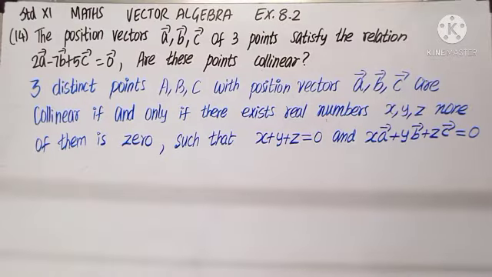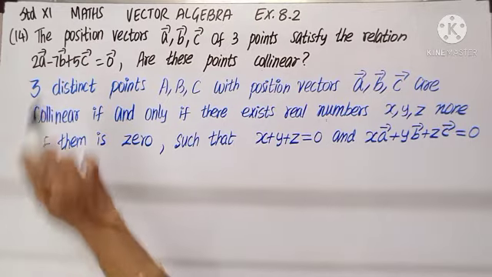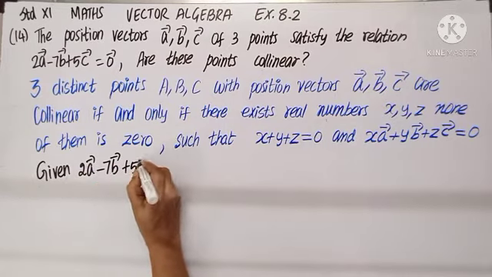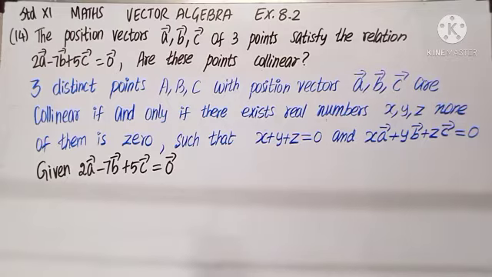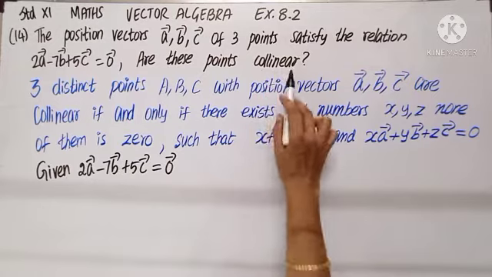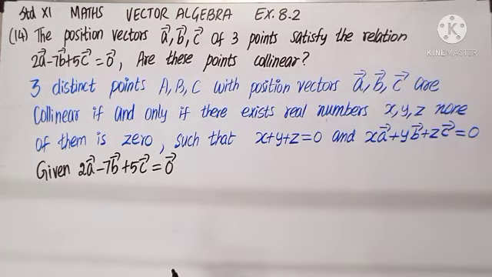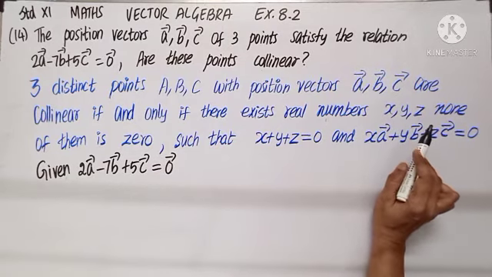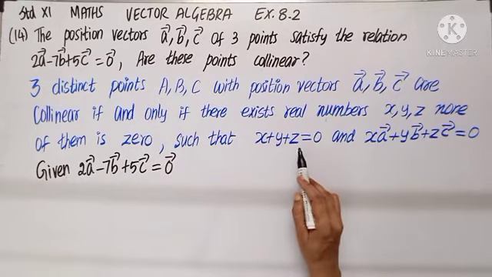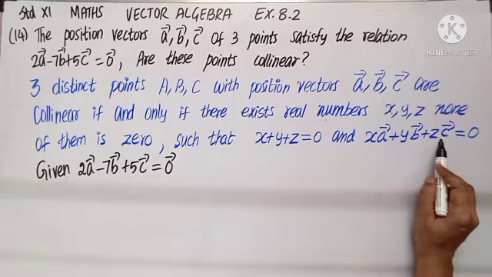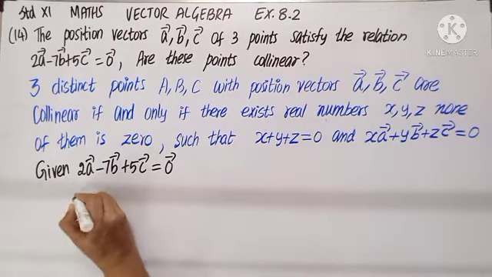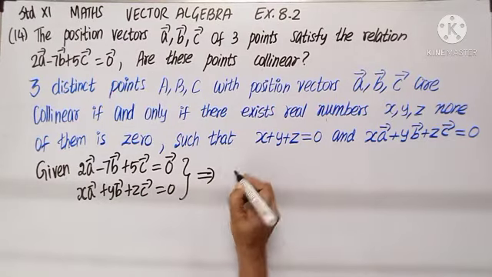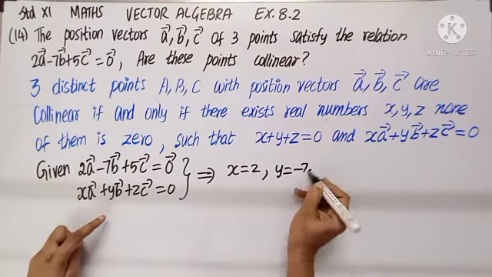Question number 14. The position vectors A, B, C of 3 points satisfy some relation. What is the relation given? It is 2 into A vector minus 7 into B vector plus 5 into C vector equal to 0. Are these points collinear? We have a condition for collinearity. If A, B, C are the position vectors, we can say them to be collinear if and only if there exist non-zero real numbers, say x, y, z, such that x plus y plus z should be 0 and xa plus yb plus zc equal to 0. If I compare this condition here, I get x is 2, y is minus 7 and z is 5.